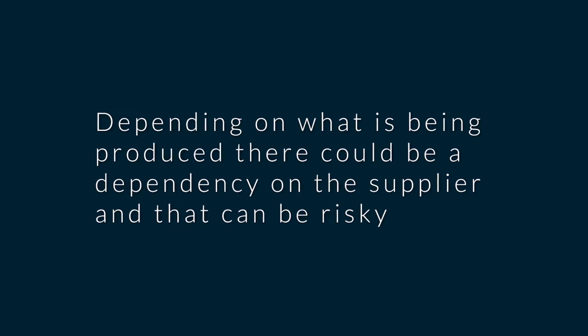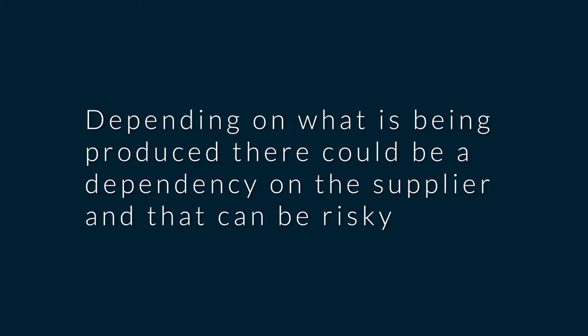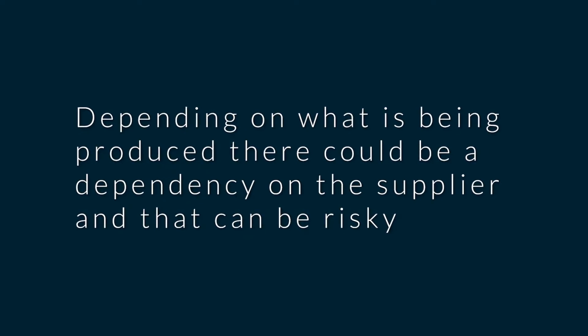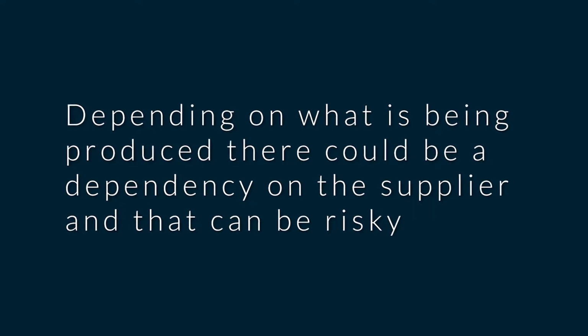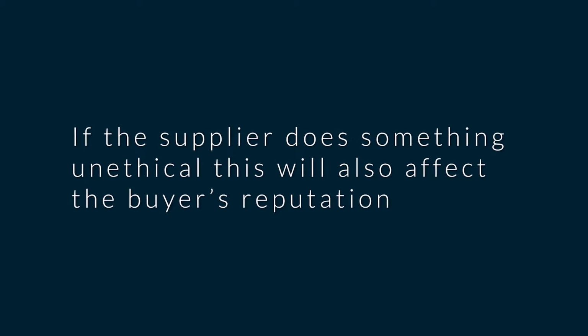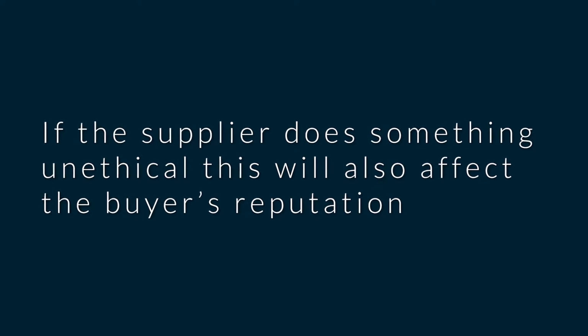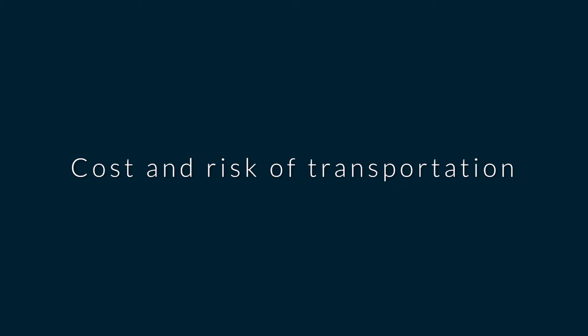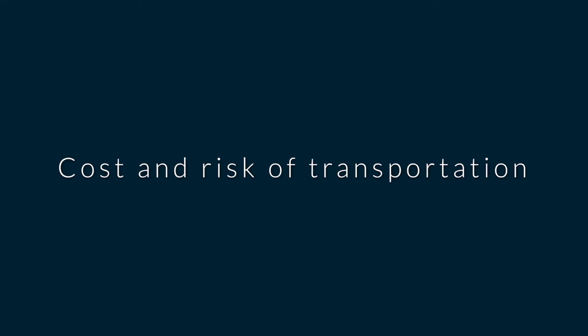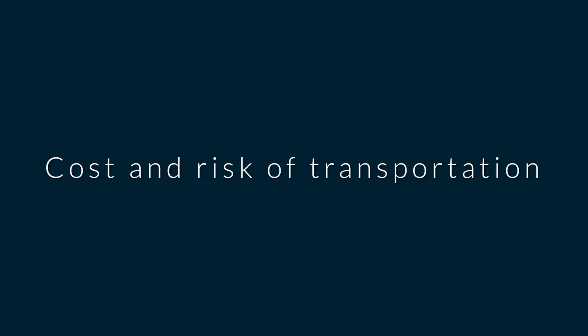Now, if there are advantages, it means there are disadvantages. In this case, the disadvantages will include things like, depending on what is being produced, there could be a dependency on the supplier, and that can be risky. Of course, if the supplier does something unethical, this will affect the business's reputation. Also, there is a cost associated with the transportation of whatever is being supplied. So you can add more to that list.